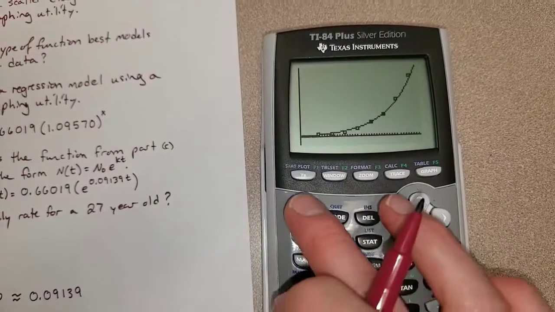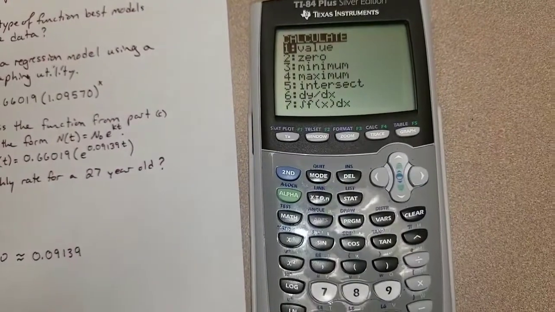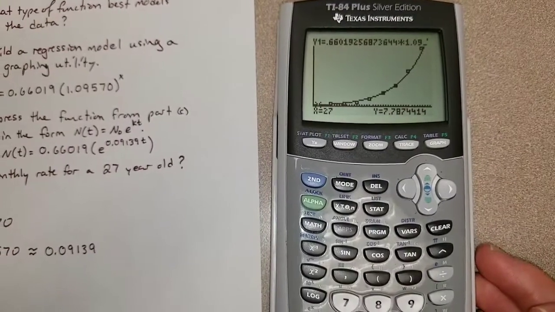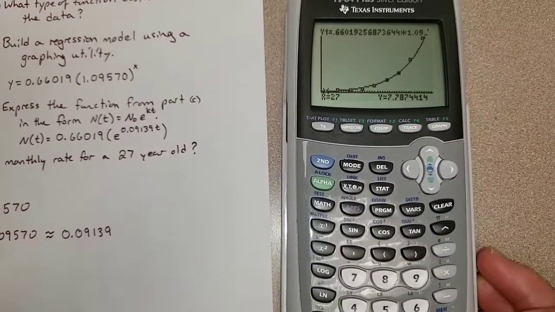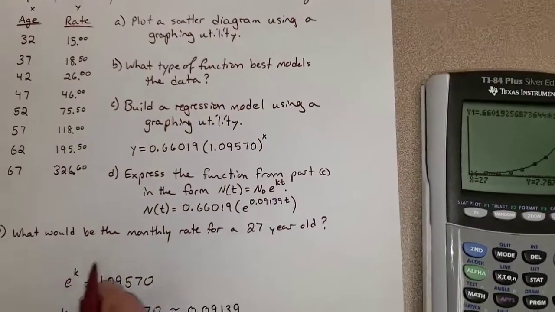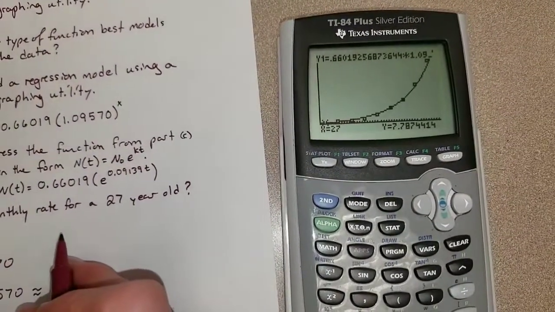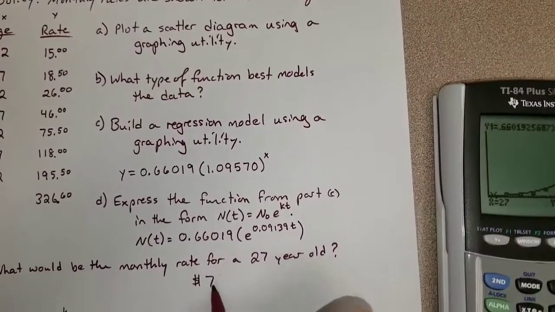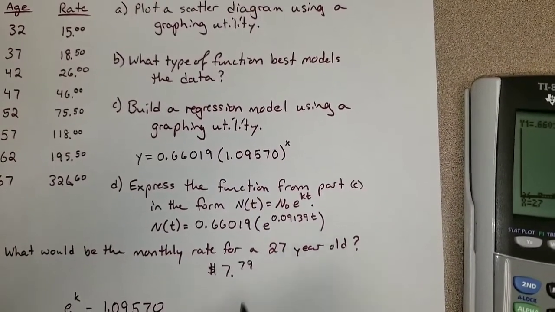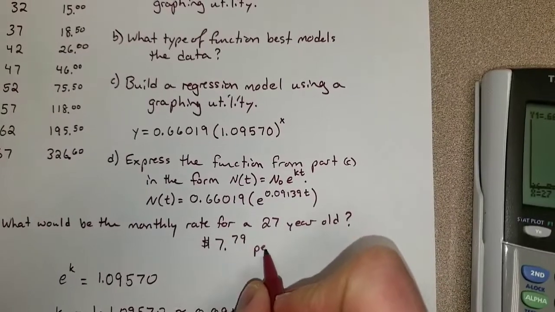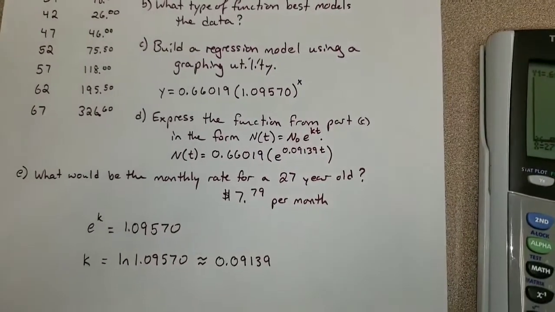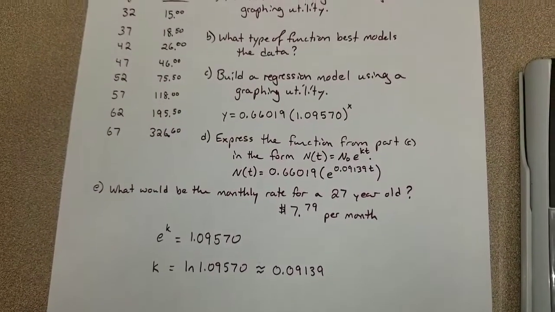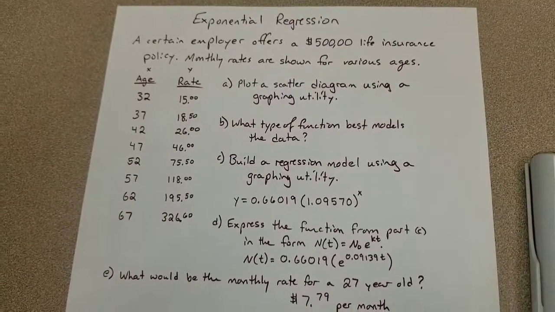And then once it's done, I go second calculate again. And I can go to value 27, and it gives me 7.7874414. All right, so the monthly rate, I guess I round that to the nearest penny, right? So it's 7.79, $7.79 per month. And that again would be for a 27-year-old. That's how much a 27-year-old would pay per month in order to get this $500,000 life insurance policy.